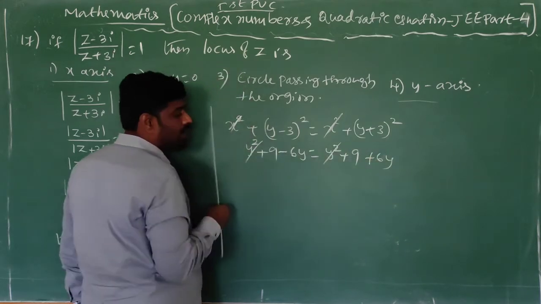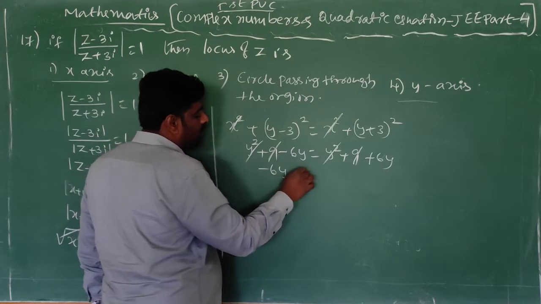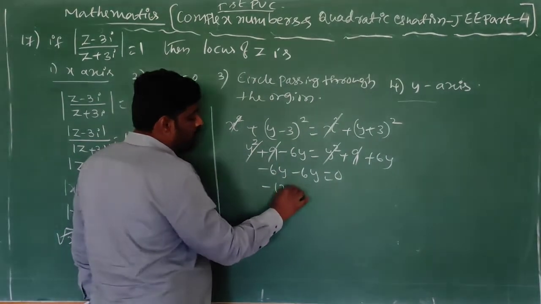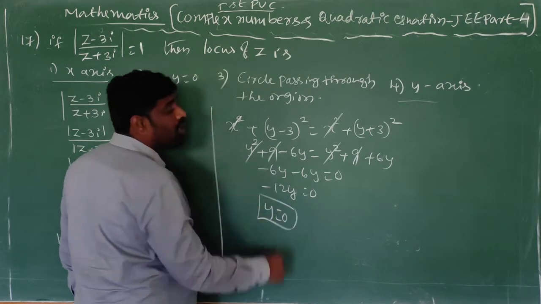Y square cancel. 9 cancel. Minus 6y is equal to 0. Minus 12y is equal to 0. Y is equal to 0 means what?